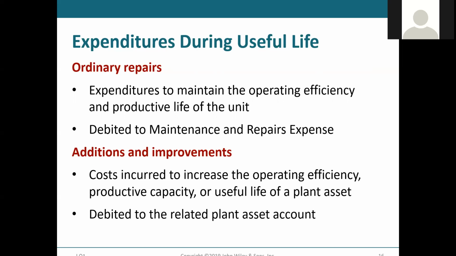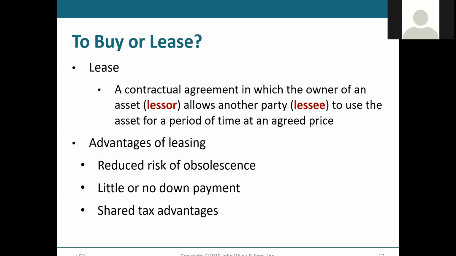An addition and improvement would be if you took that truck and you tore the transmission out and you put in a whole new transmission and you removed the engine, you put in a big souped up engine and put big fat tires on it. That would be an addition and improvement, and that would be capitalized. Capitalized, meaning that would go on the balance sheet as a debit to the truck, and it would be depreciated over a period of time. So there's a difference between an ordinary repair, which is an expense, and an improvement.